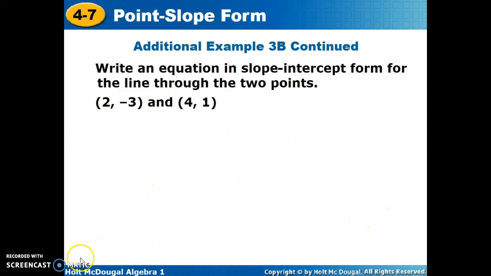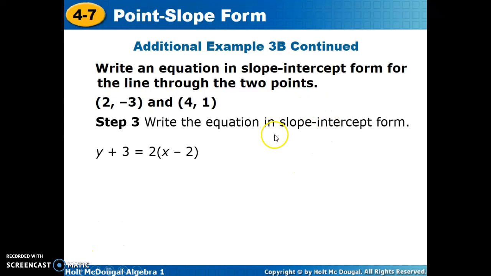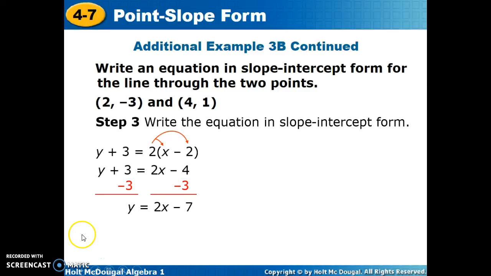Try this one on your own. Come back and check your answer. So first thing we want to do, write the equation in slope-intercept form. Notice once again we've put it in point slope, and we've used this point, y minus negative 3, x minus 2, and they found the slope. They're going to distribute the 2, getting 2x minus 4, and then we're going to subtract 3 from both sides, leaving our form in slope-intercept.